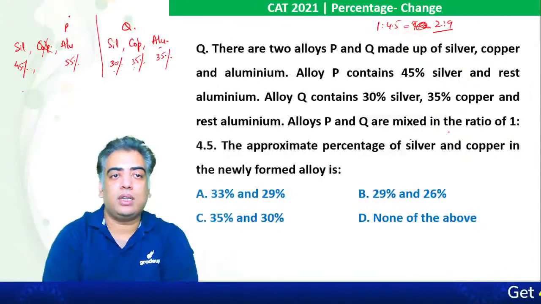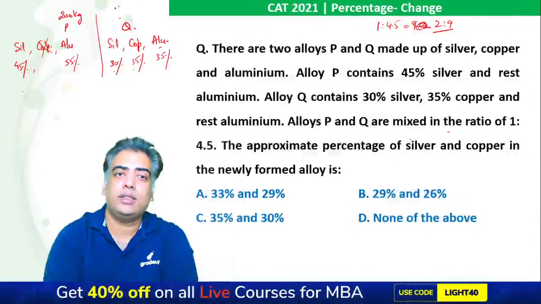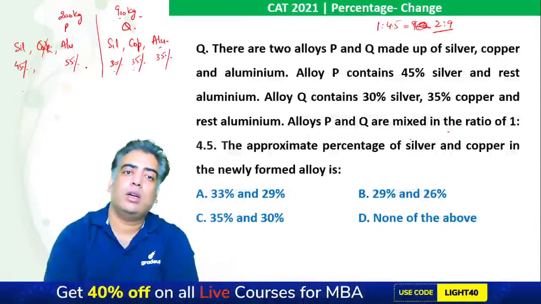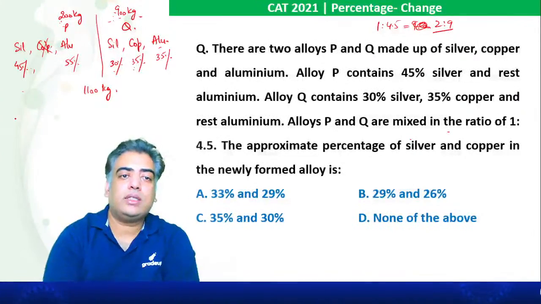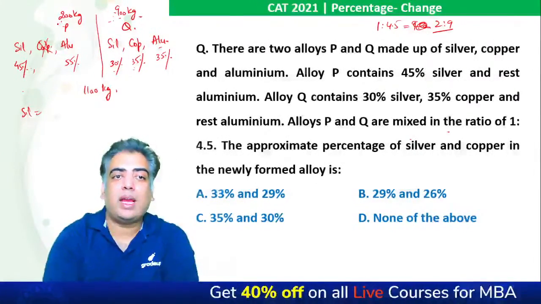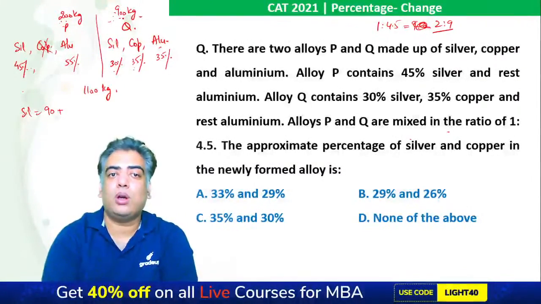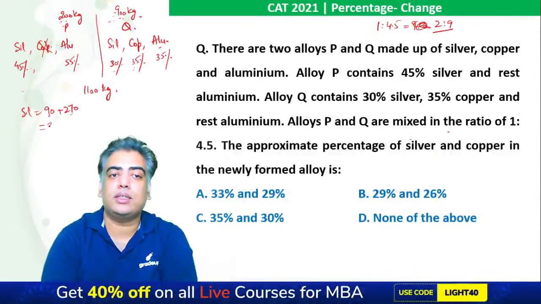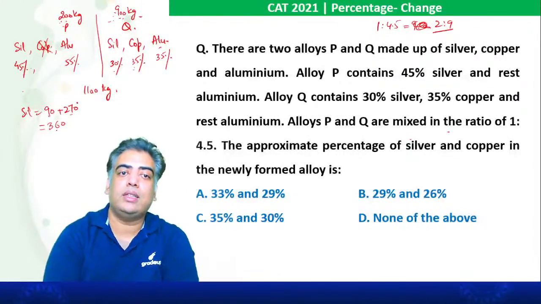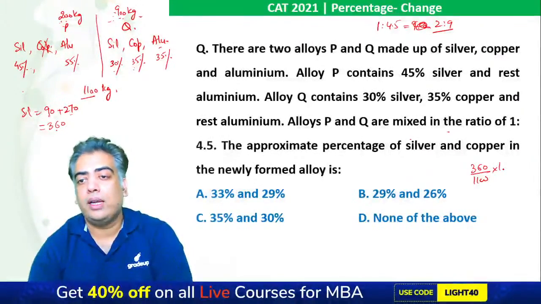So because they are mixed in the ratio 2:9, so let's assume it to be 200 kg and this to be 900 kg, right? So the total value that we will be getting here is 1100 kg of new alloy, in which silver will be 45% of 200, which is 90, plus 30% of 900, which comes out to be 270. So these two values add up to 360. So the percentage of silver in the new alloy will be 360 upon 1100 into 100%.